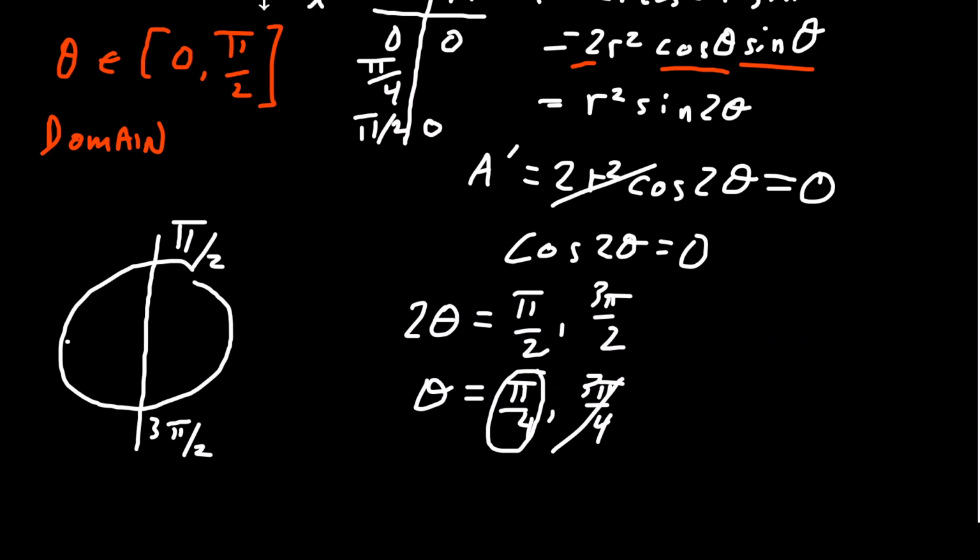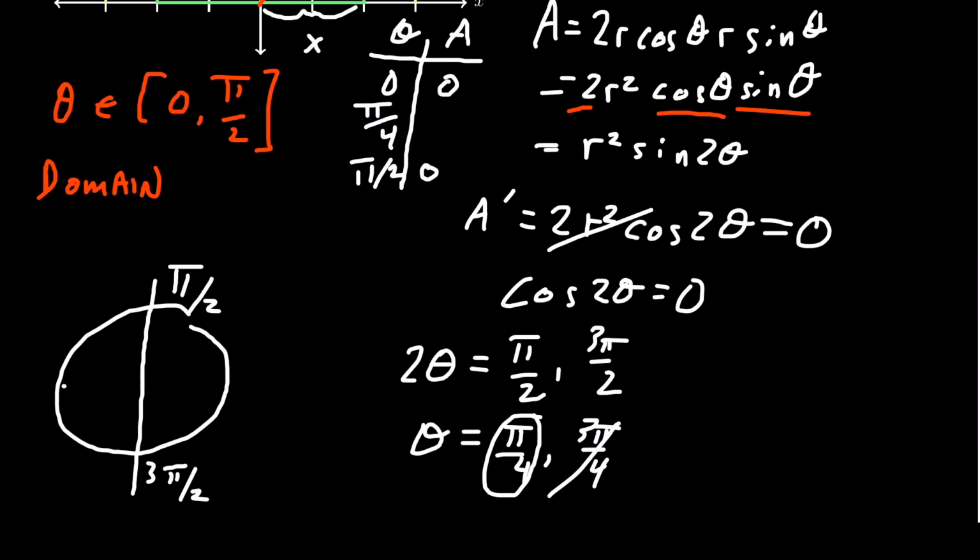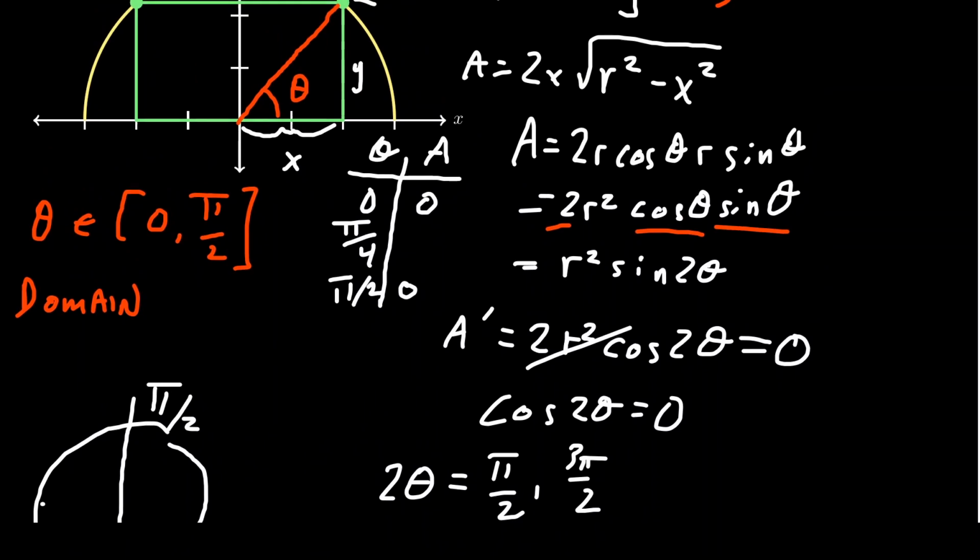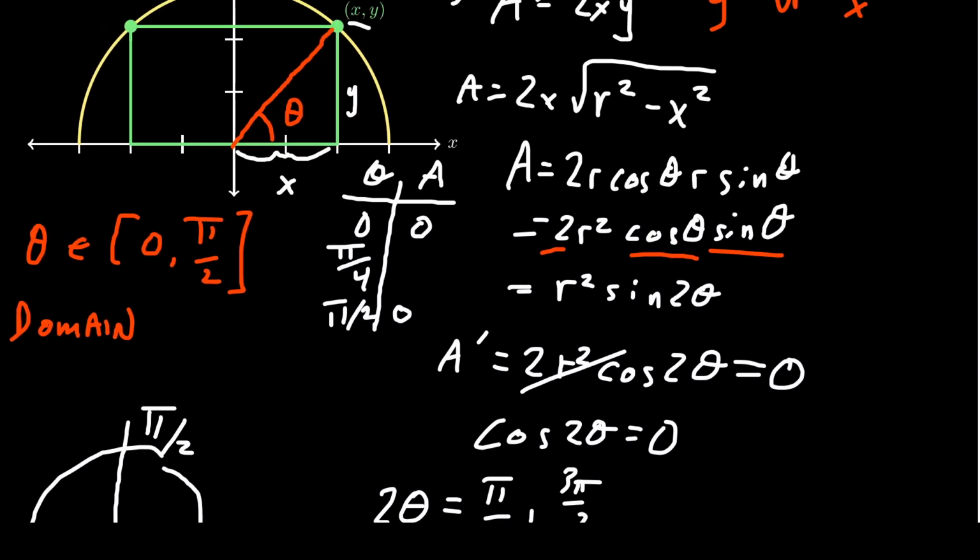If we take pi fourths and put it back into our optimizing function, what's going to happen there? Well, by what we saw right here, you're going to get sine of 2 times pi fourths. 2 times pi fourths is pi halves. Sine of pi halves is 1. So pi fourths is going to be our optimal angle that we want to use right here.